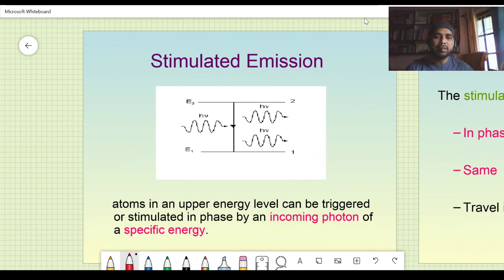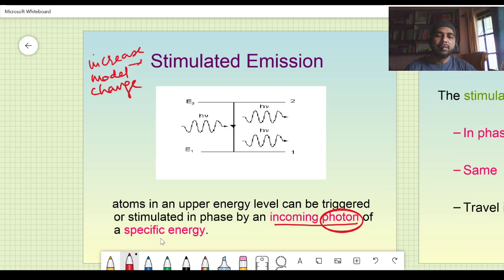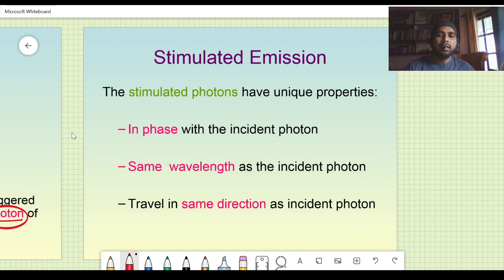Now in the stimulated emission, what you do is you stimulate. Stimulate means you can increase, or you can model, or change whatever you want, just to suit your properties. Atoms in the upper energy level can be triggered or stimulated in phase by an incoming photon. So you use another photon source that comes around with a specific energy. And this stimulated emission, the stimulated photons have unique properties. They are in phase.